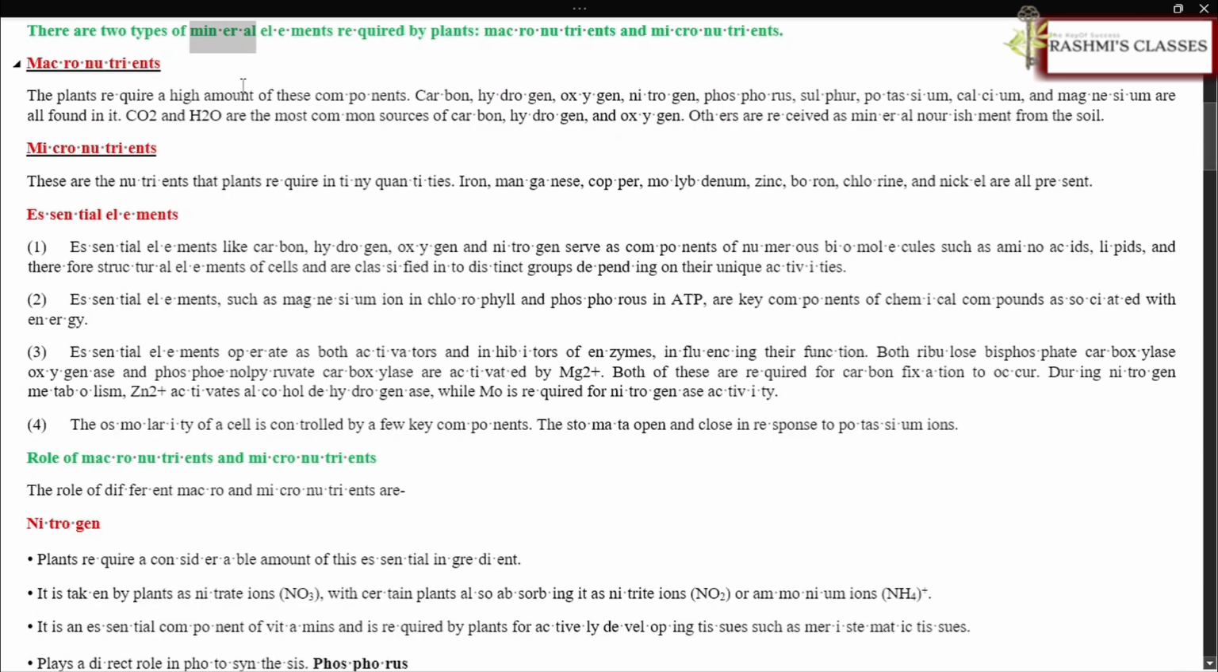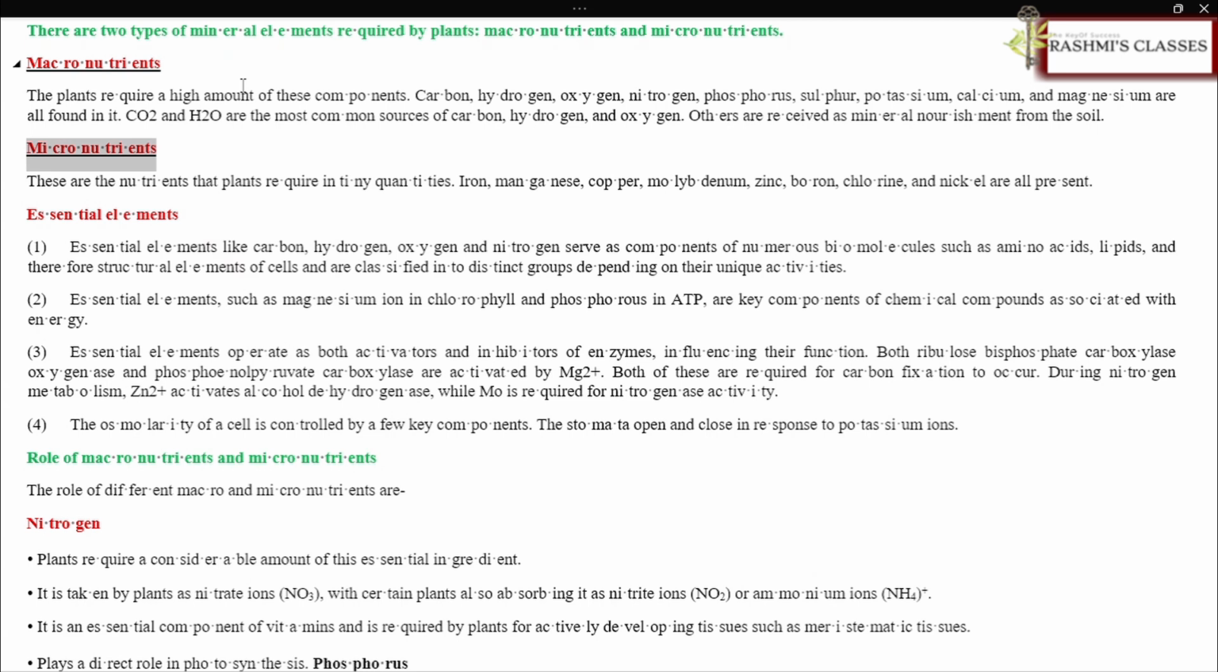There are two types of mineral elements required by plants: macronutrients and micronutrients. Macronutrients. The plants require a high amount of these components. Carbon, hydrogen, oxygen, nitrogen, phosphorus, sulfur, potassium, calcium, and magnesium are all found in it. CO2 and H2O are the most common sources of carbon, hydrogen, and oxygen. Others are received as mineral nourishment from the soil.